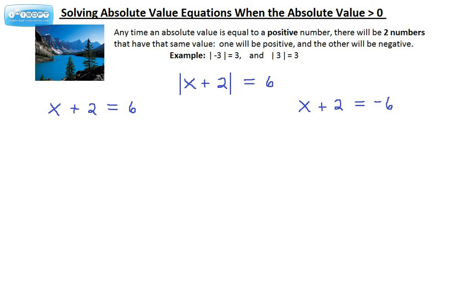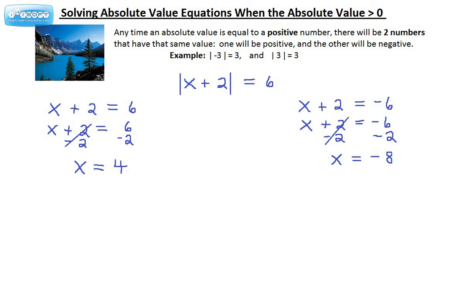So now let's solve our first equation. We first subtract 2 from both sides of the equation to get x by itself. This results in x equals 4. Now let's solve our other equation. We subtract 2 from both sides to isolate x. And we have our solution, x equals negative 8.